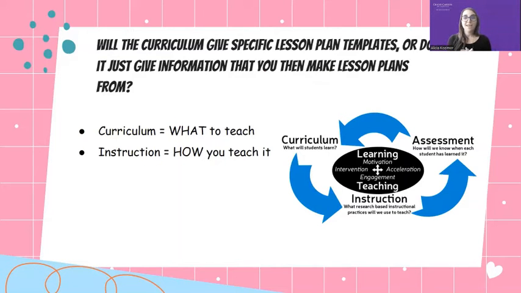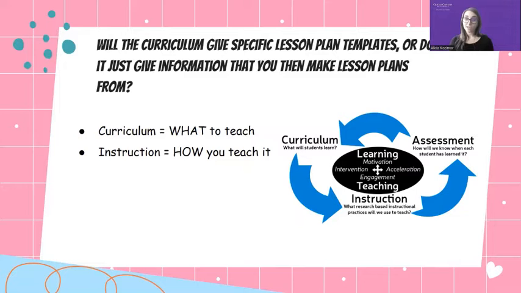Okay, next question is, will the curriculum give specific lesson plan templates, or does it just give information that you then make lesson plans from? So curriculum and instruction are very different things. So a curriculum is what you need to teach. So a curriculum could be, okay, from August to September, you're teaching about animal habitats. And here are some books you can use to do that. Or here are some lessons you can use to do that.